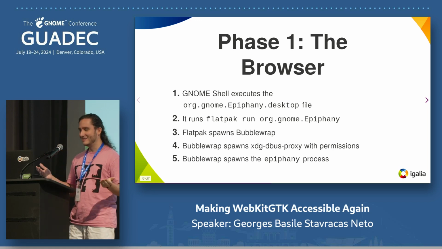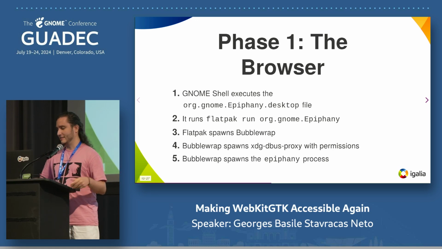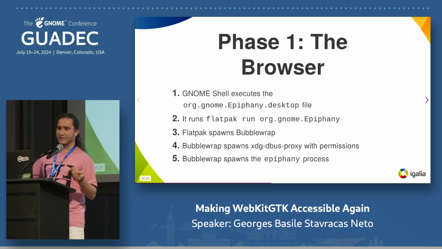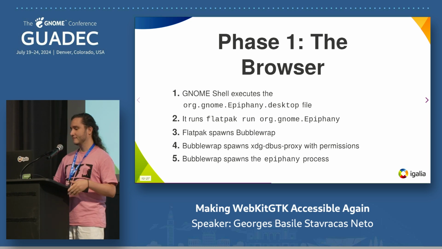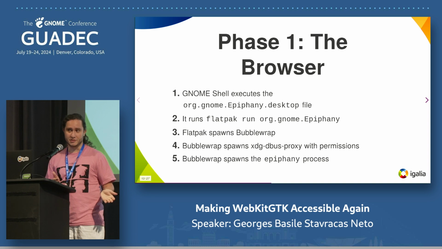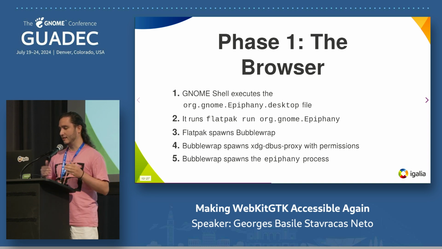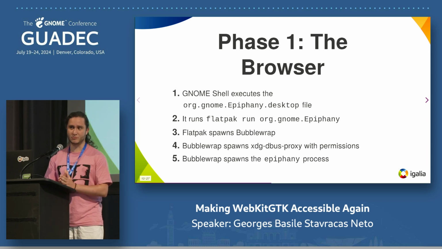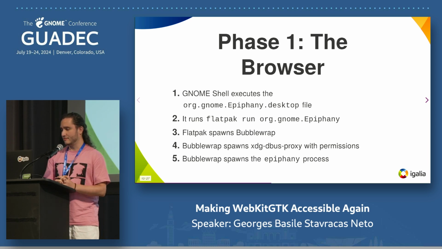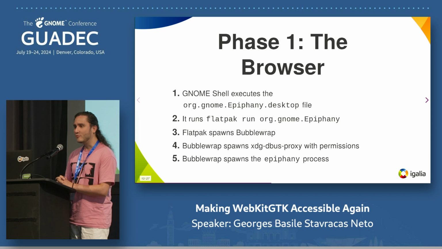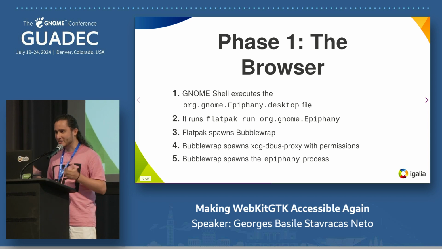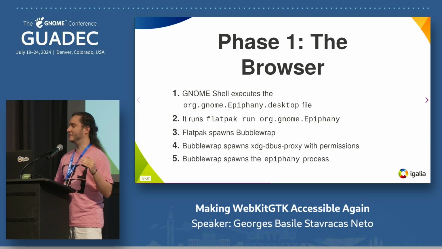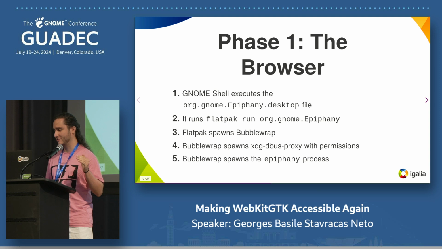Then Flatpak is going to install bubblewrap and make bubblewrap spawn XDG D-Bus proxy with some permissions. And then after spawning XDG D-Bus proxy, it's going to spawn Epiphany, the process. That's all very cool. That's how Flatpak works. That's how the sandboxing mechanism works. So this is phase one. We are almost running Epiphany now. The process has been launched.